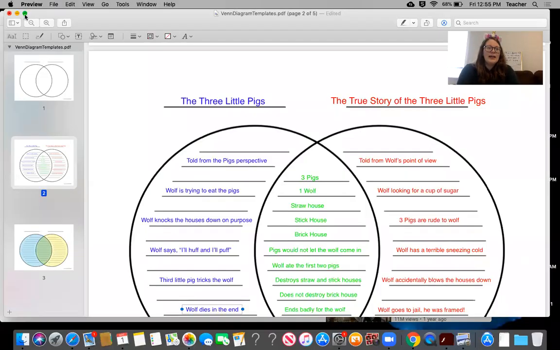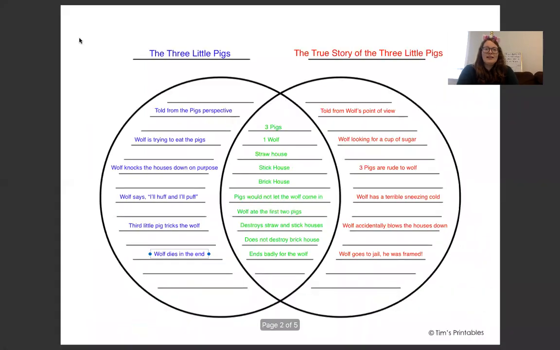So I'm going to share my screen with you and show you a fun chart I made, and we'll look at it together. Okay. Here is the chart I made. It's called a Venn diagram. That's a really big word. A Venn diagram is this chart with the two circles. On the inside of the circles in the green letters is things that are the same about both stories.